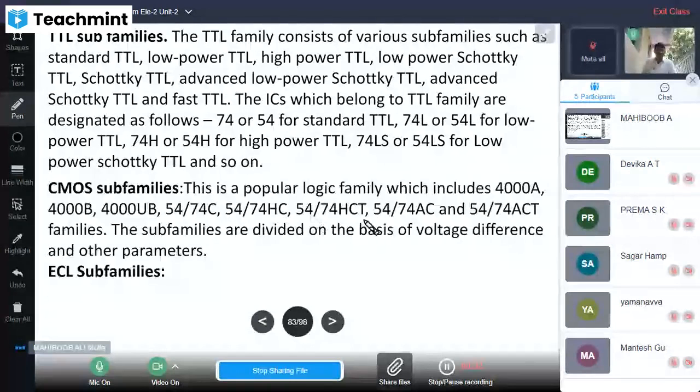HCT and 54 AC, advanced complementary, ACT. Like this, they have been manufactured using advanced CMOS technology.